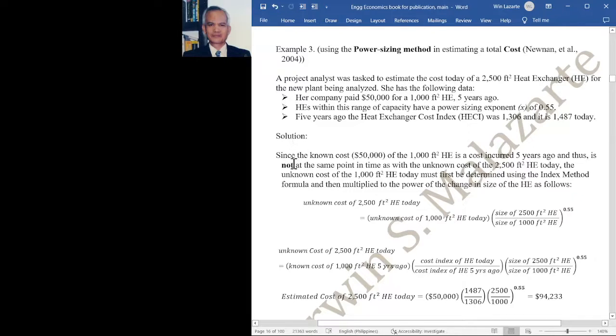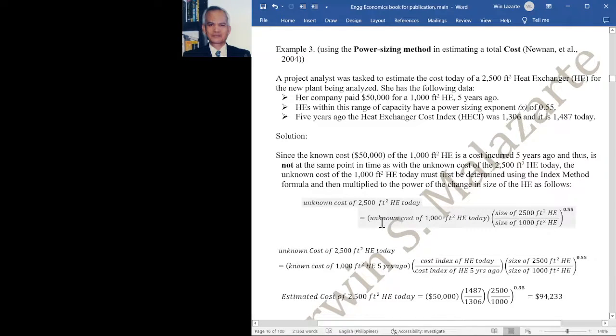Now, solution. Since the known cost of $50,000 of the 1,000 square feet heat exchanger is a cost incurred 5 years ago, and thus is not at the same point in time as the unknown cost of the 2,500 square feet heat exchanger today, the unknown cost of the 1,000 square feet heat exchanger today must first be determined using the index method formula and then multiplied to the power of the change in size of the heat exchanger as follows. The formula in finding the unknown cost of the 2,500 square feet heat exchanger today.